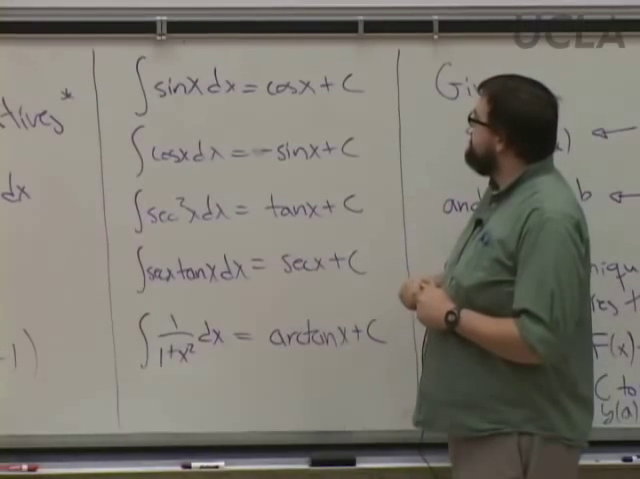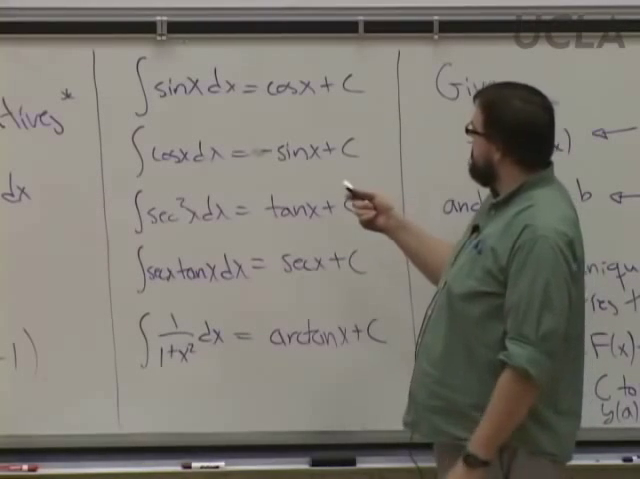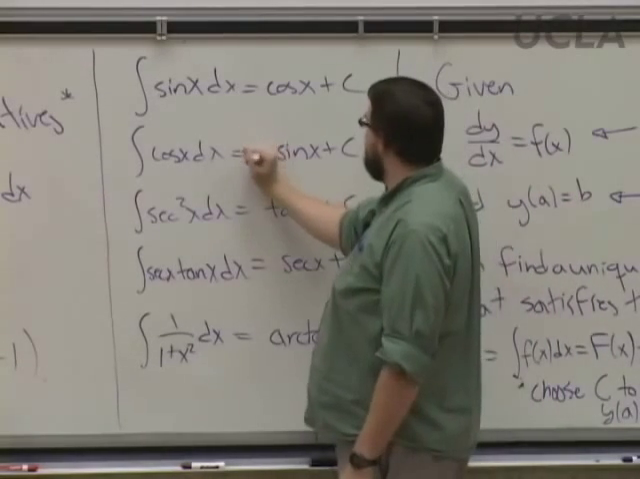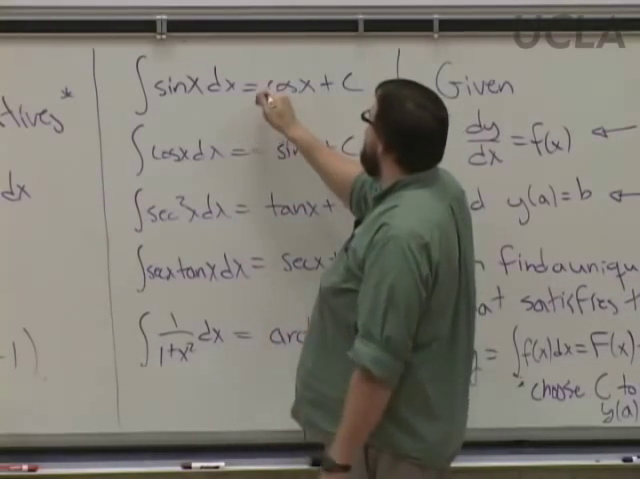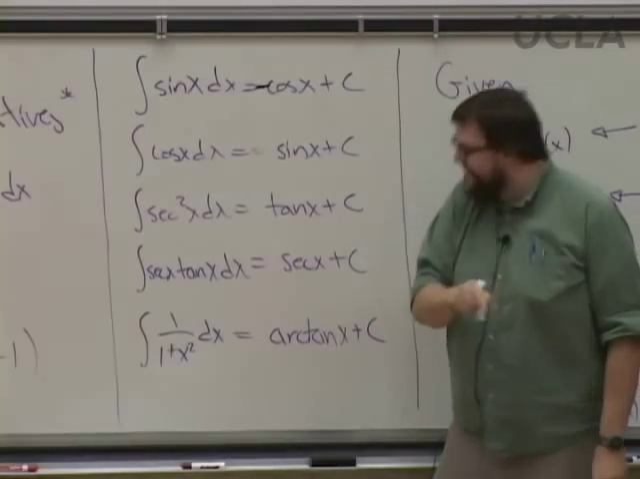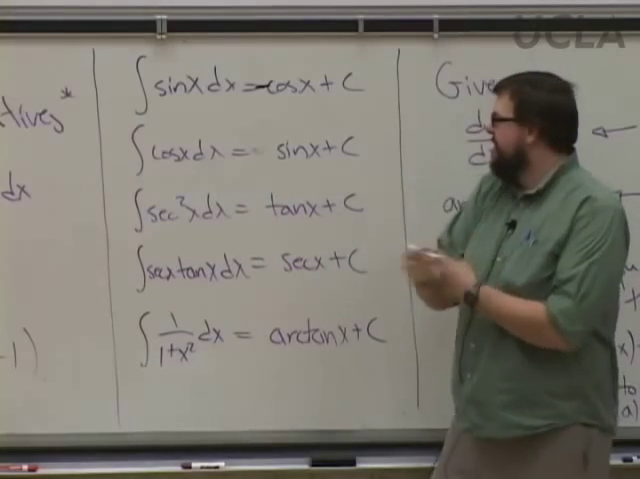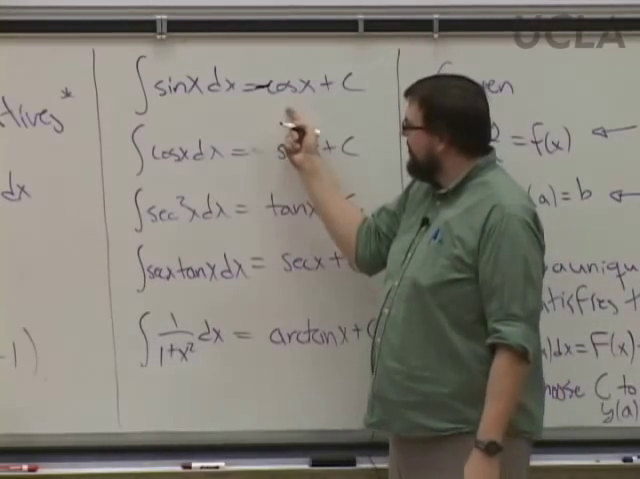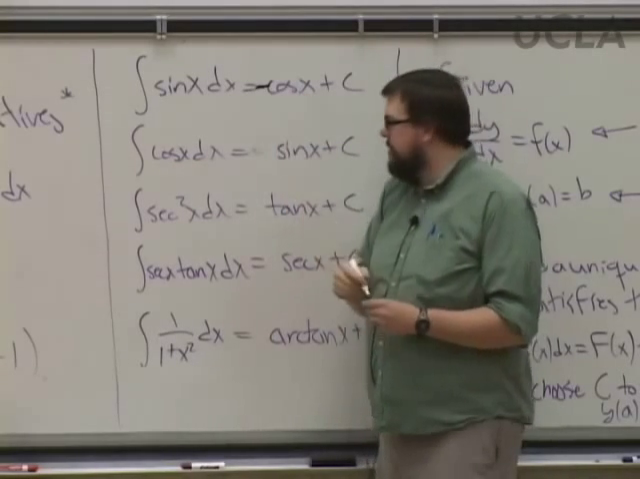Wait a second. Did I get the signs wrong? Let's see. The derivative of sine. Yeah, I got the signs wrong. Okay. Make sure you get your signs right. It's really easy to confuse them because the signs change. So the antiderivative of sine is negative cosine. The antiderivative of cosine is positive sine. It's very easy for me to fix on my whiteboard here.